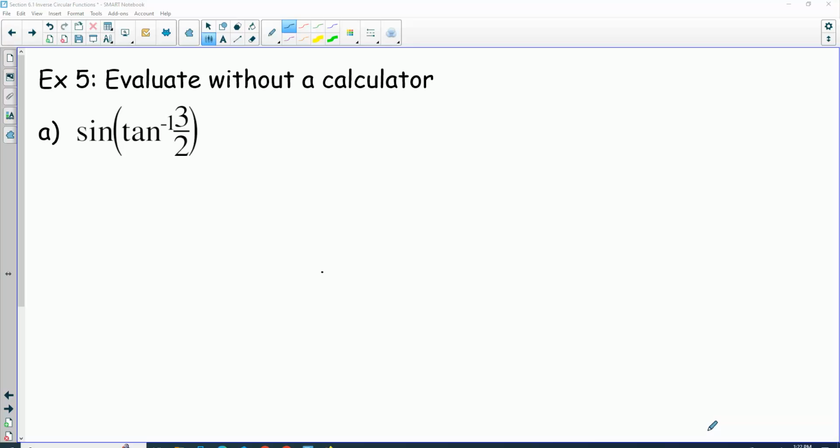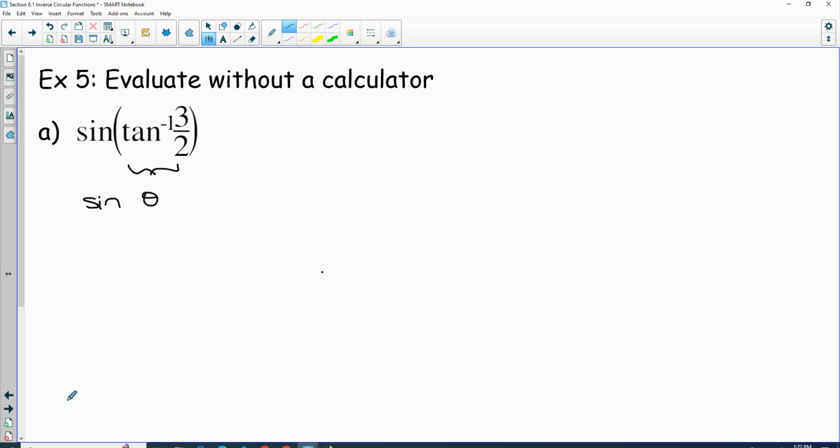We talked about Friday was that inverses give you an angle. And if I'm looking at this, I know tangent inverse of 3 halves represents some angle. I'll just call it theta. And I'm asking you to find sine of theta. Which wouldn't be any big deal if it were an angle I knew. But do I know when tangent is equal to 3 halves?